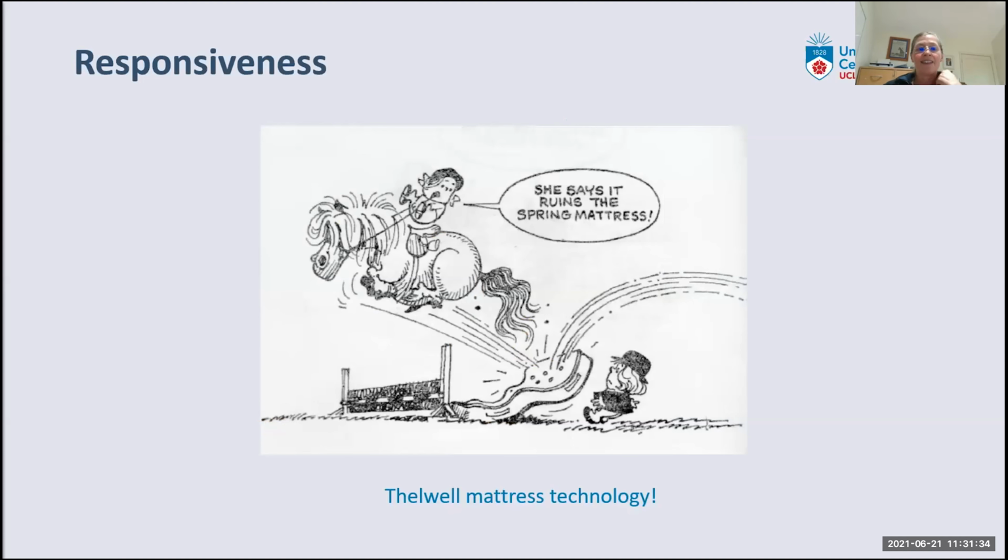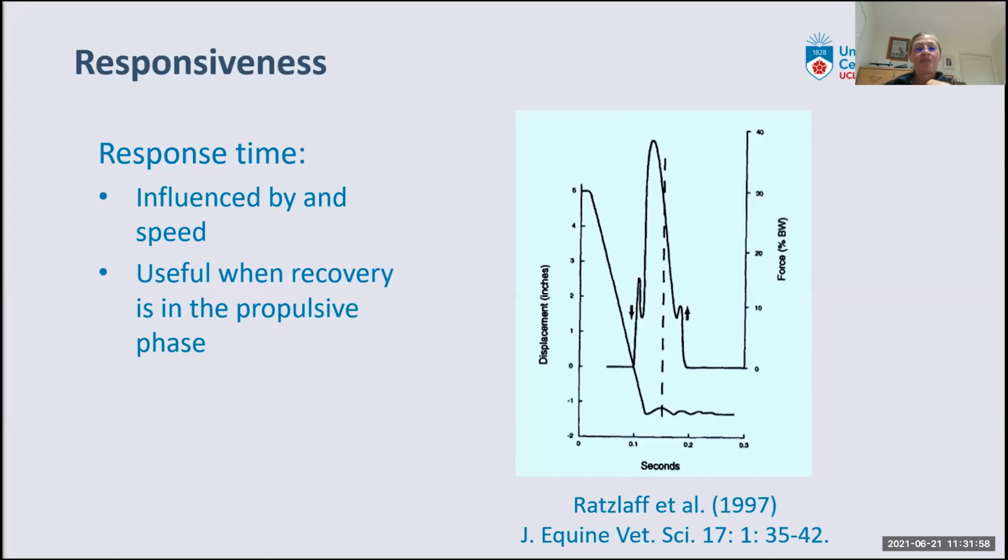And this is one of my favorite images to try and explain responsiveness, from Thelwell, who I loved when I was a child, and it gives us a really good explanation of how a horse might benefit from some elastic recovery that occurs at the right time. So, okay, let's just look at this from a slightly more serious perspective.